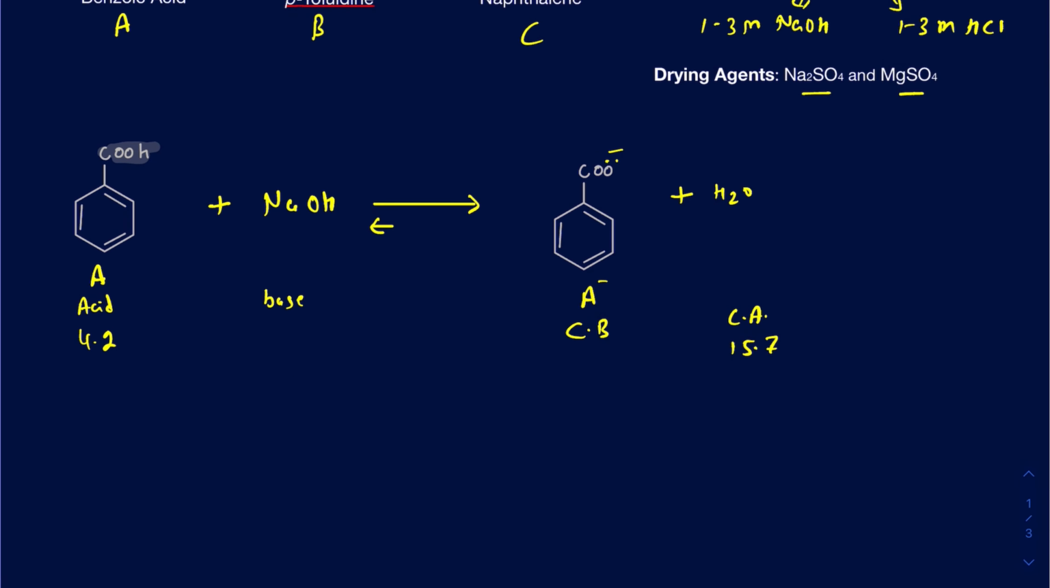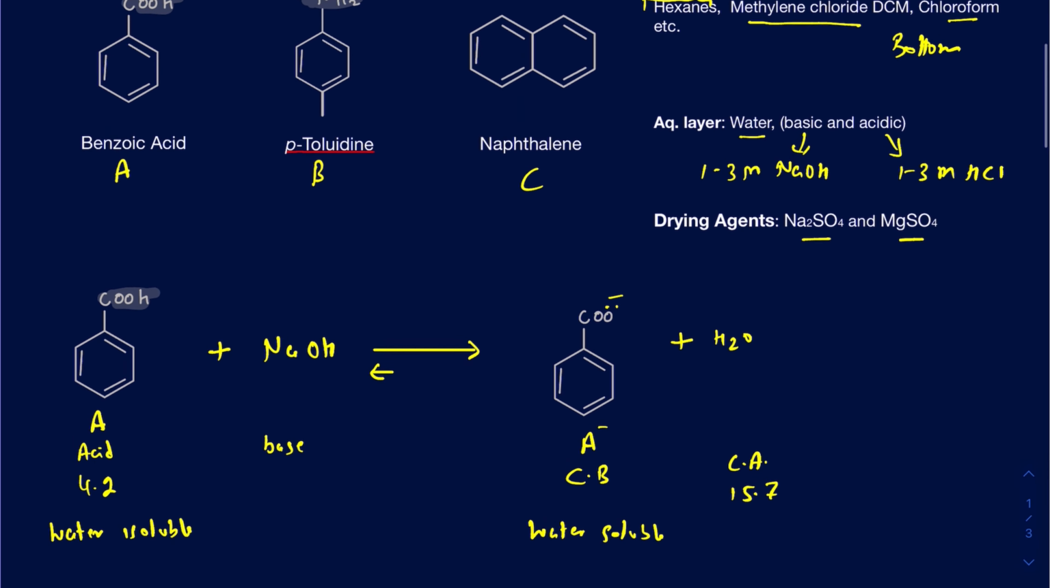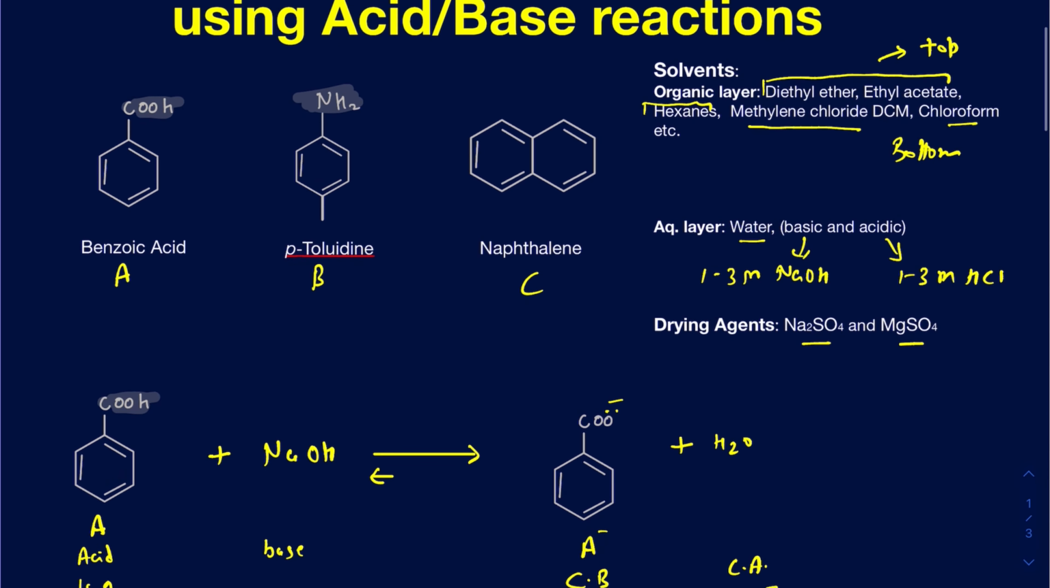Now, initially, when you had the benzoic acid, it was insoluble in water, but then all of a sudden, when you make this reaction happen and you create this benzoate or conjugate base here, this makes this water soluble. So that's why you can use these acid-base properties to make sure we can have these compounds shifted from the organic layer to the aqueous layer.